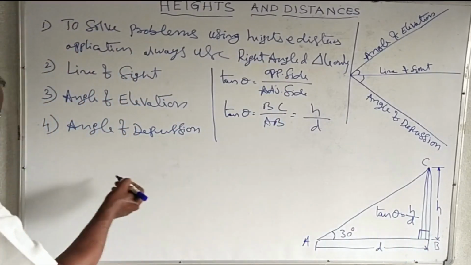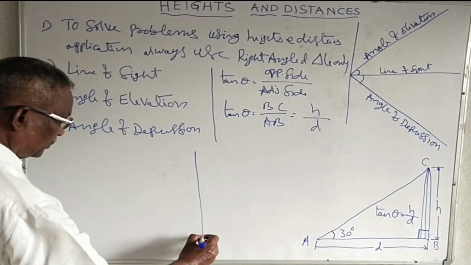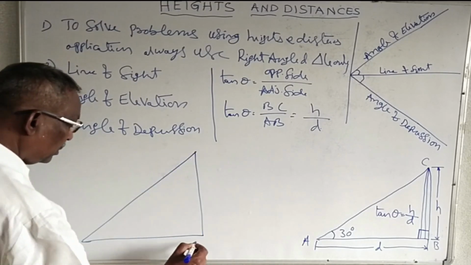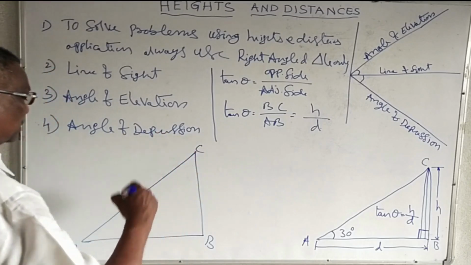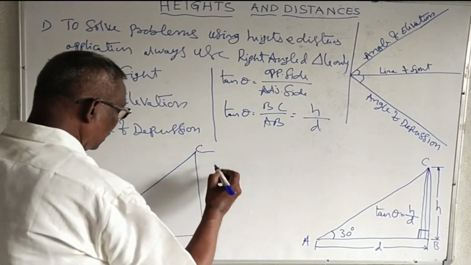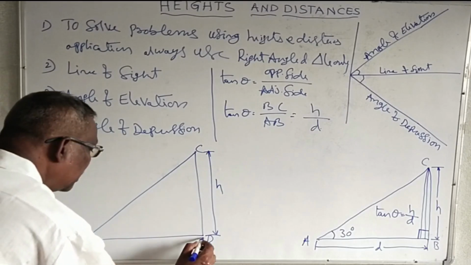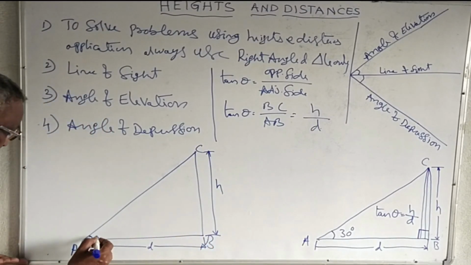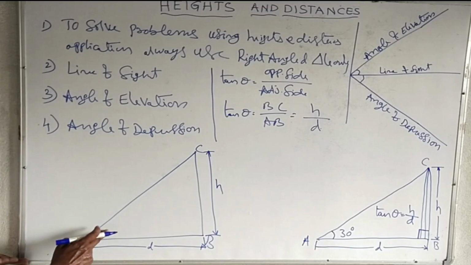Next, the same I will write here. This is the figure, with angles A, B, C. This is the angle of elevation, this is the height of the tower, and this is the distance from the observer to the tower. So this is angle theta, or I can say 30 degrees.